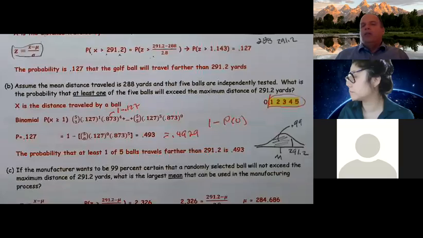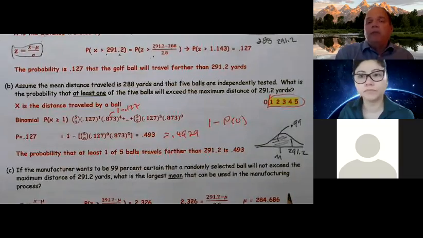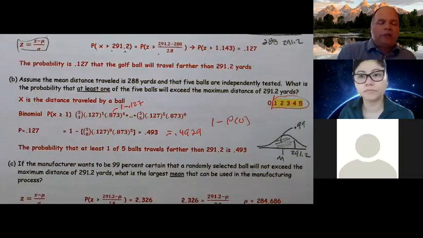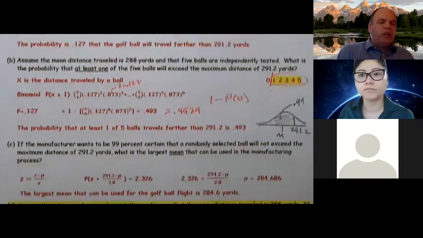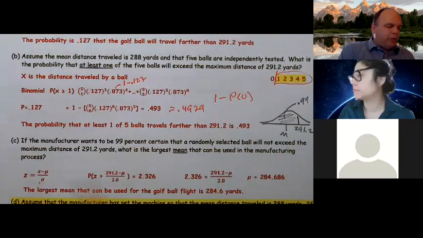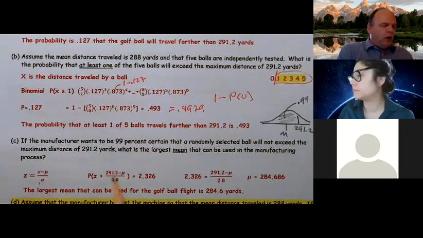Once again, they love these little drawings. They're easy to do. They're good. They help you out, and they make up for a couple things that you may accidentally leave off. So once again, I know I'm working with a normal, so I write this formula and I start plugging in what I know. Well, I know 291.2, I can't exceed that. I don't know my mean, but I know my standard deviation.